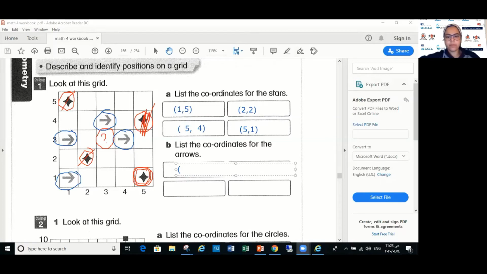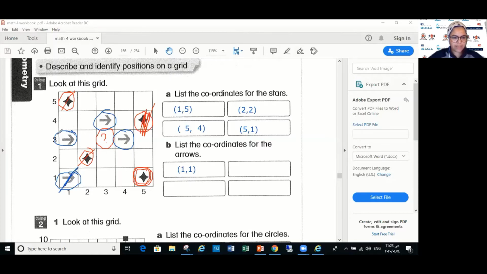5 and 1, 5 and 1. We don't have 5 and 1. We are talking about the arrows. Arrows, ya Ali. We have 1 and 1, right? This one is in 1 and 1, ya Ali.